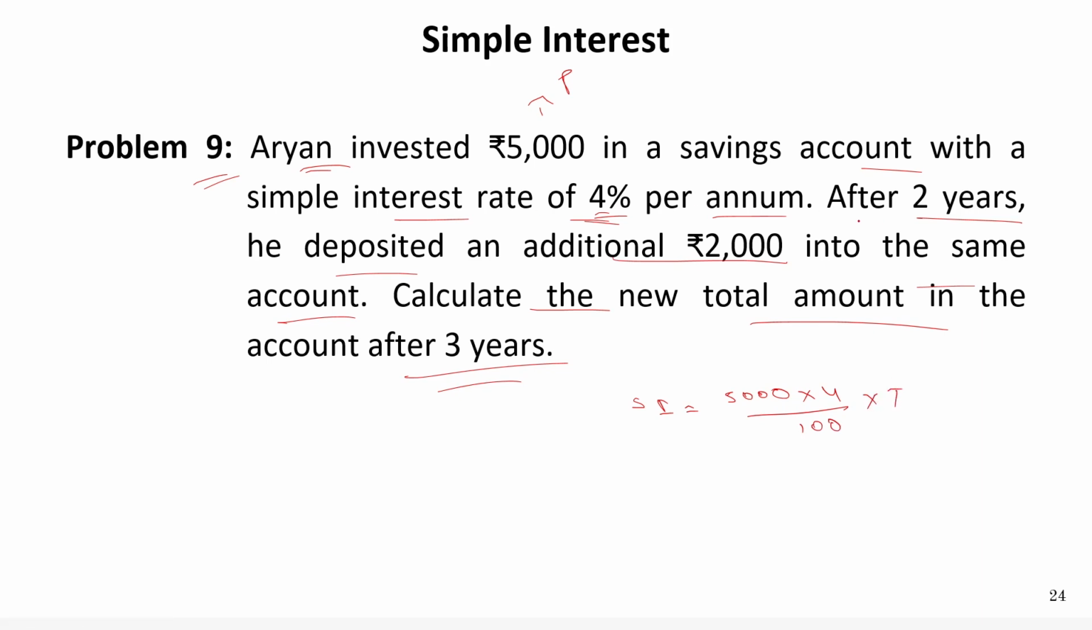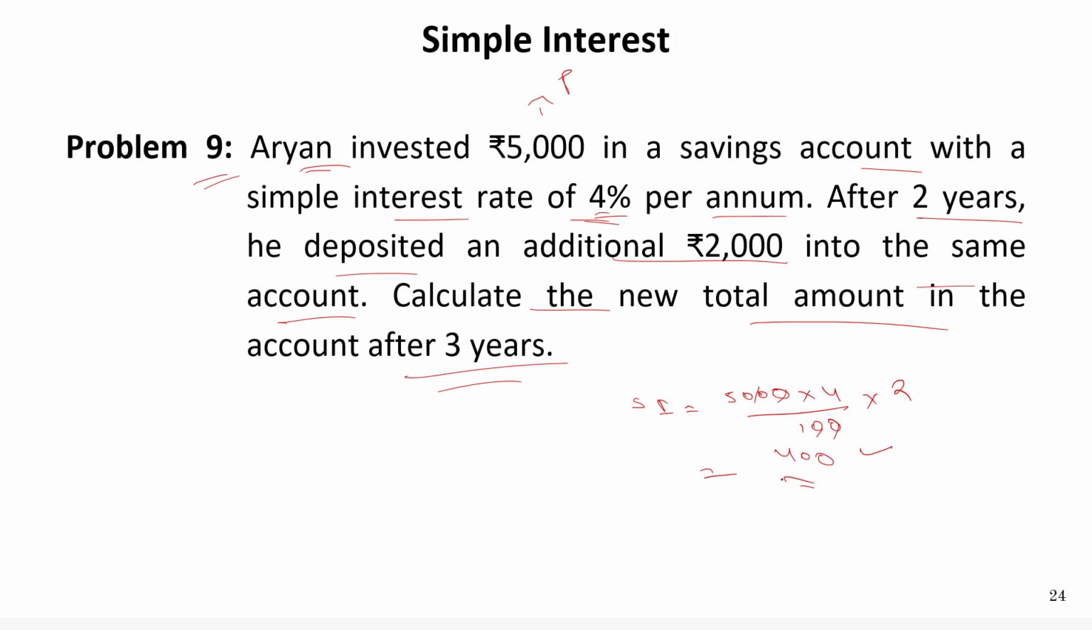So with the interest for after 2 years, let T is equal to 2 in this case. By cancelling the zeros, what we are left with is 200 into 2 is equal to 400. So simple interest will be 400 for these 2 years. After 2 years, he deposited an additional 2000 into the same account. So calculate the new total amount in the account after 3 years.